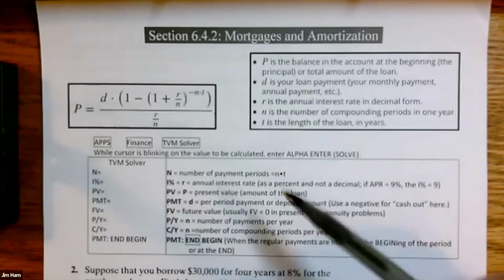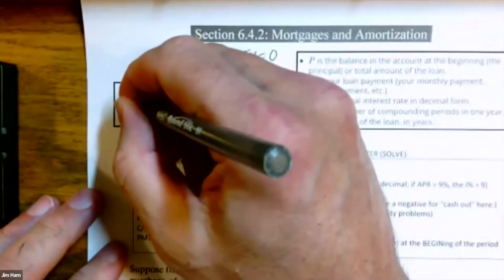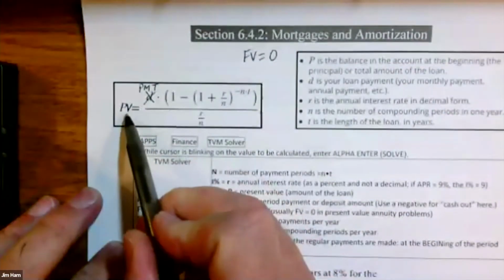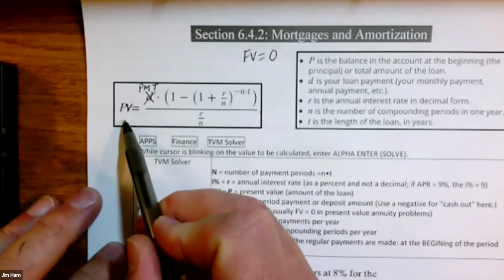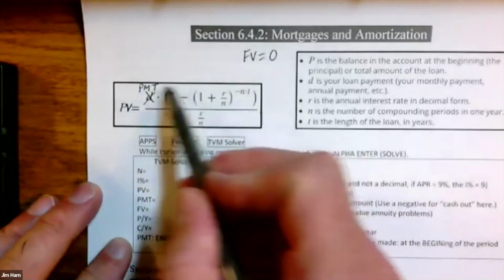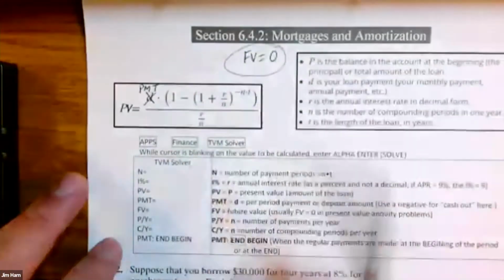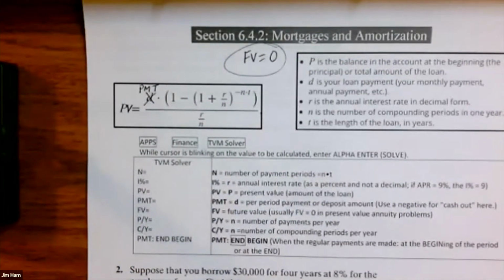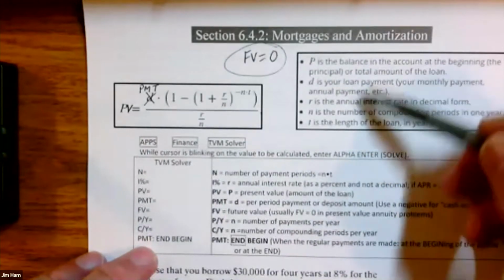So we're going to look at car loans. We're going to look at home loans here today. The other thing is that the present value is P in the formula, but it's present value in the TVM solver. And you'll notice that nowhere in here will you see future value. So in all of our present value problems, the number that you're going to put in for the future value is 0.